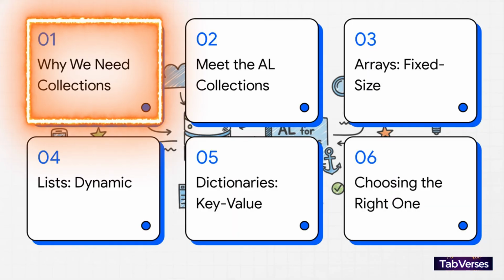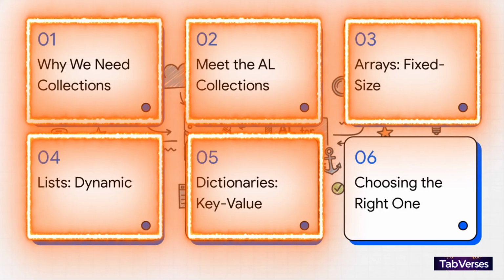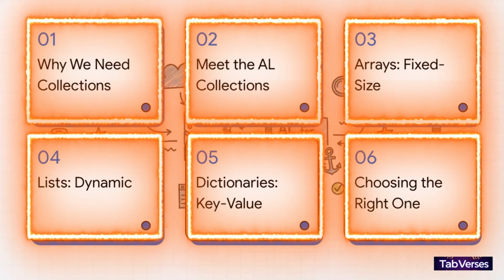Okay, here's our game plan for today. We'll kick things off by understanding why single variables just won't cut it. Then we'll get properly introduced to the three main collection types in AL. After that, we're going to do a deep dive into each one, arrays, lists, and dictionaries, and we'll wrap it all up by learning how to pick the perfect one for whatever task you've got.